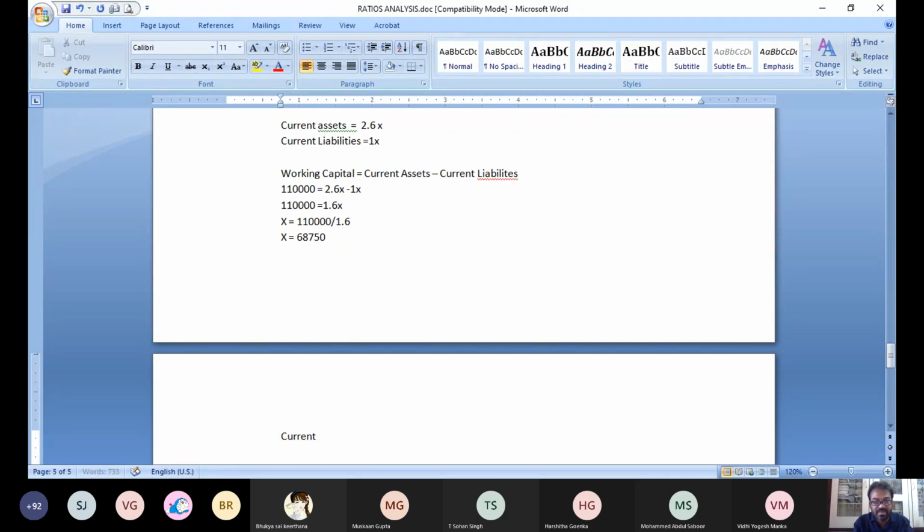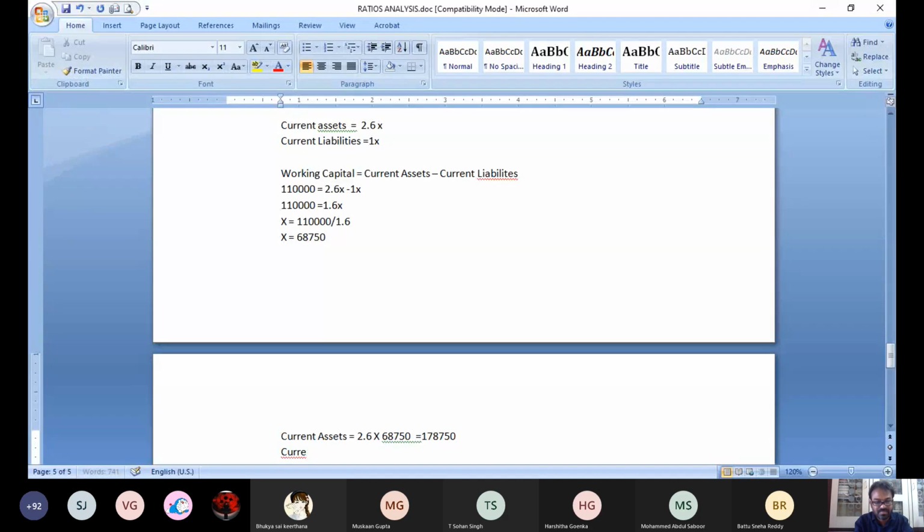Repeat again. Current assets is equal to 2.6 into what is the x value? 68,750. So the answer is 1,78,750. What are those? Current assets, sir. Very good. These are the current assets.